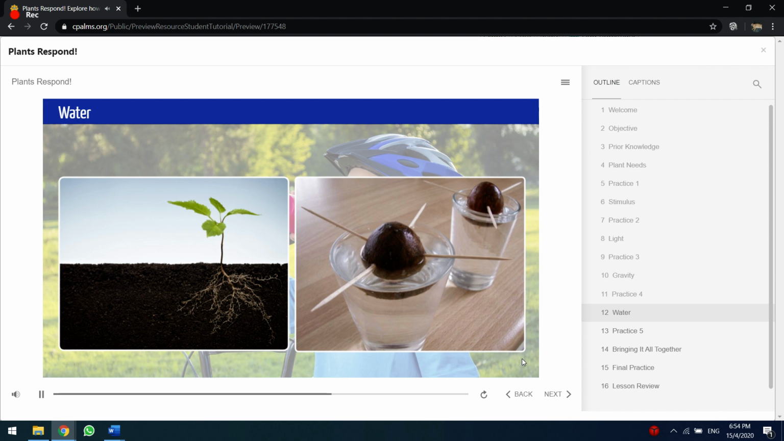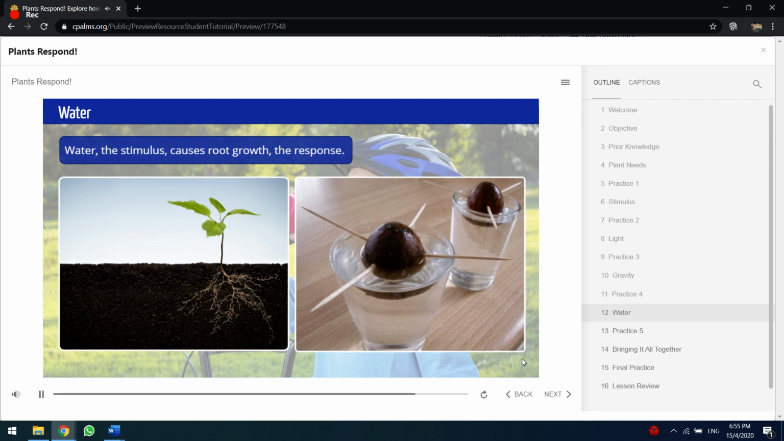Here are 2 avocado seeds. If you place them partially in water, it will cause the seed to respond by starting to germinate and produce new roots. The water is the stimulus, and new root growth will be the response.